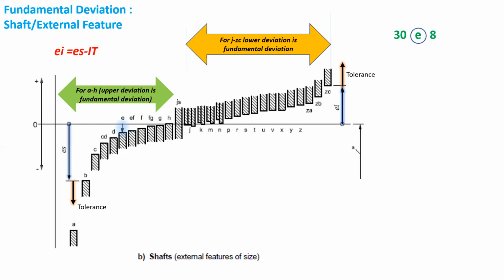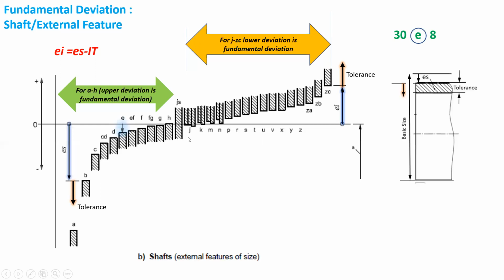Here we can see that for a shaft designated with E, the upper deviation will be the fundamental deviation and it will be negative. The tolerance zone will extend downwards from the fundamental deviation. So the shaft 30E8 can be represented by this figure. Here we can see that the upper deviation is the fundamental deviation and it is negative, and the tolerance zone is extending downwards from the fundamental deviation.